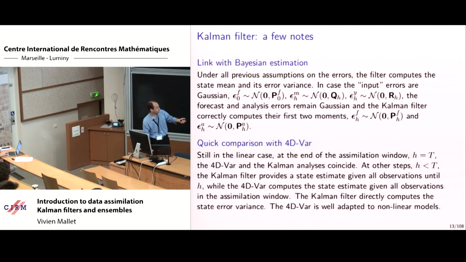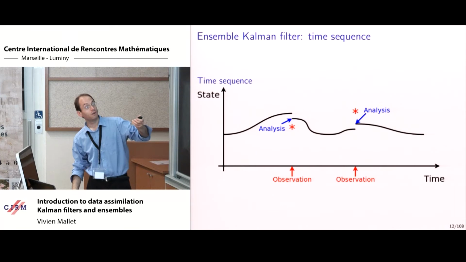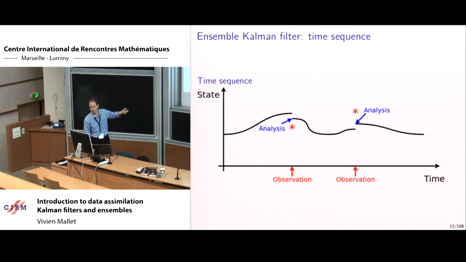Okay, the good point with Kalman filter is it computes the state error variance. You make a 4D var, in the end you have a state estimator, but it's not so easy to get the error variance. But there are some disadvantages also. Here, every time you make that analysis, somehow you perturb the model. And after that, you might have some transient periods because the model is not balanced anymore, or you break more or less some physical constraints. Okay, so it can be a bit shaky sometimes.